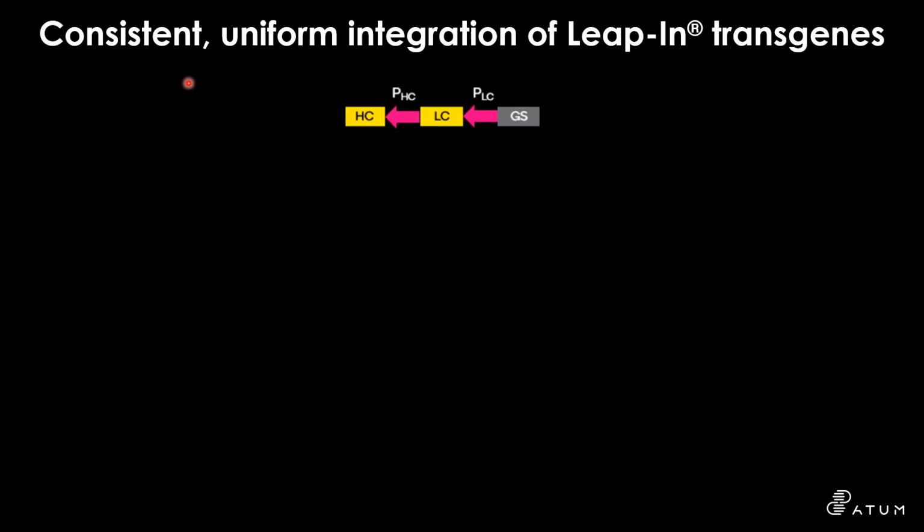And what do I mean about that? Let's say we have an antibody with a heavy chain and a light chain that needs to be expressed, and in this case, a GS selection cassette for use in a GS null cell line.